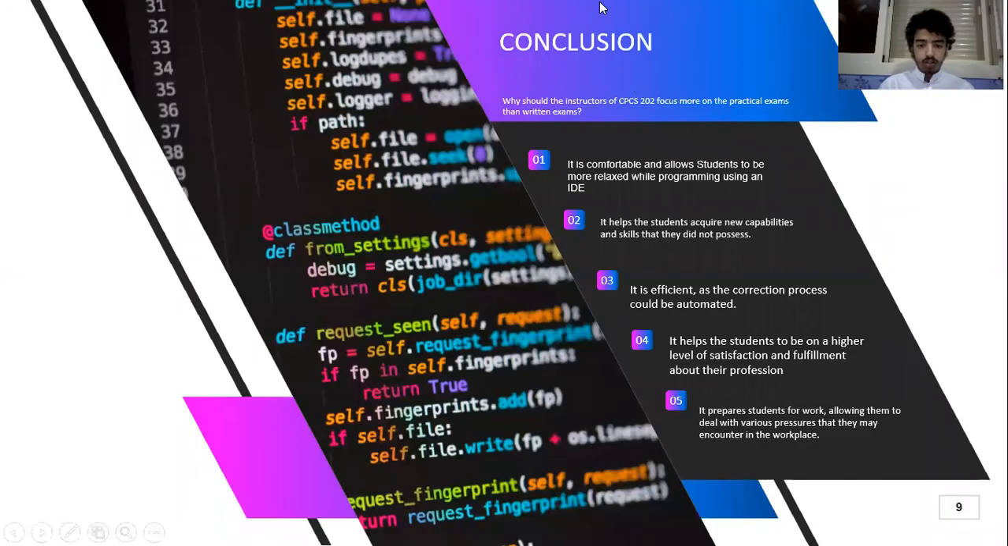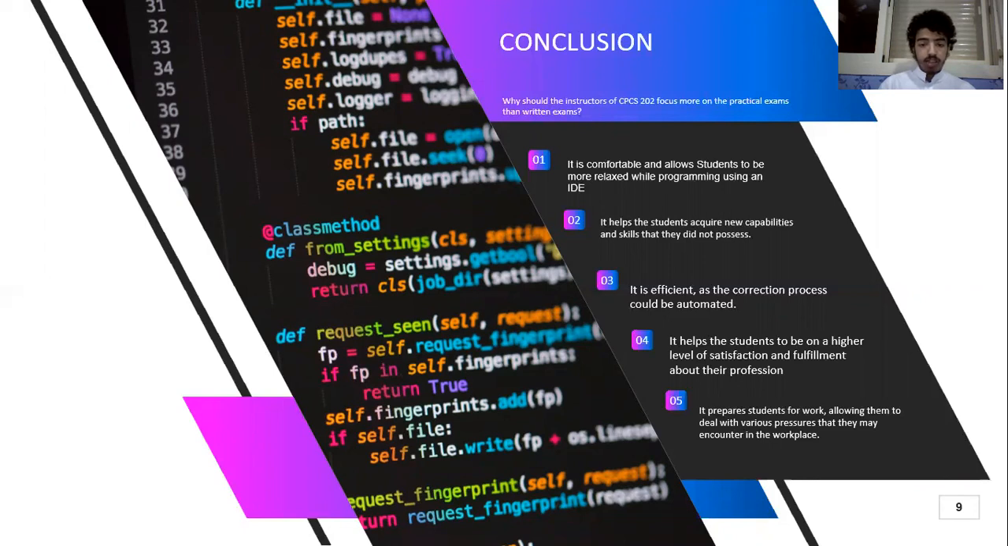So, in conclusion, the structure of CBC S202 should focus more on the practical exam than the written exam for the following reasons. Number one, it is more comfortable and easier to use an IDE while programming than using pen or paper because an IDE has many advantages, like displaying hints and errors and test running. Number two, it helps the student to acquire new capabilities and skills that they didn't previously possess because the more they use the program, the more they get to know it and learn it and get used to it.